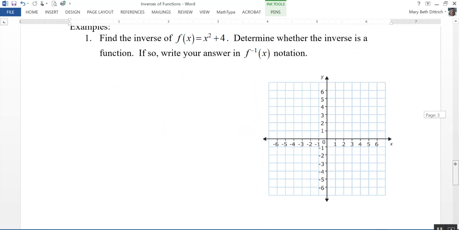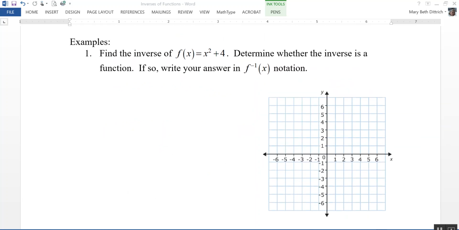Let's take a look at a couple examples here. We need to find the inverse of f of x equals x squared plus 4, determine whether the inverse is a function, and if so, write our answer in inverse function notation. So to start with, I'm going to do this algebraically. So I have f of x equals x squared plus 4. My first step is to replace f of x with y.